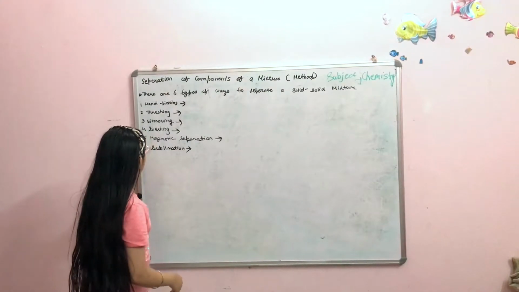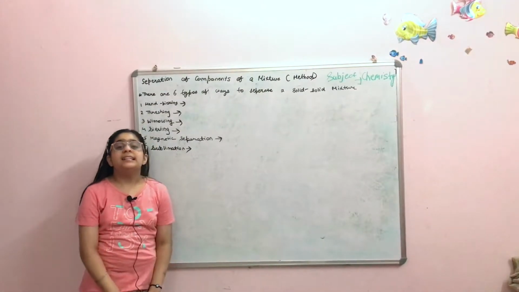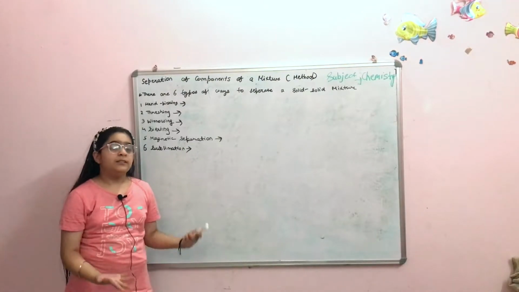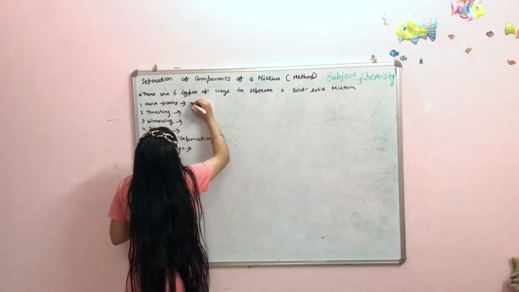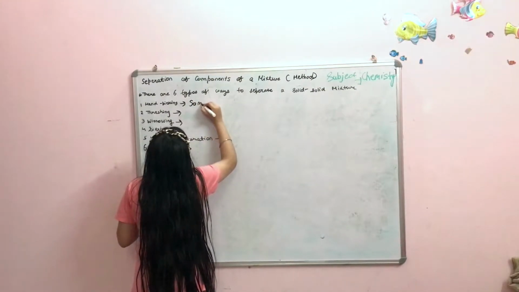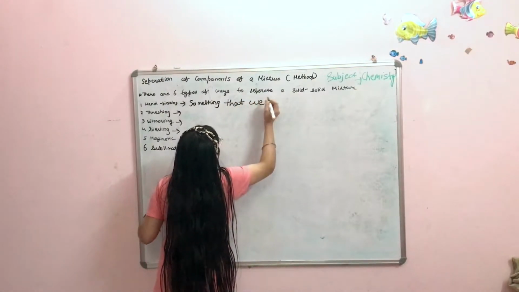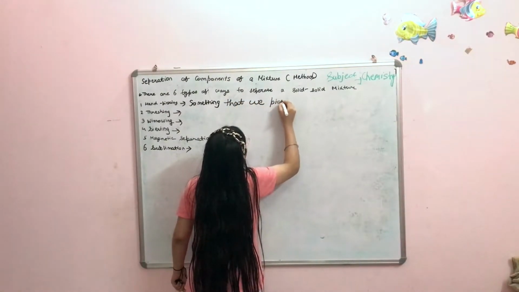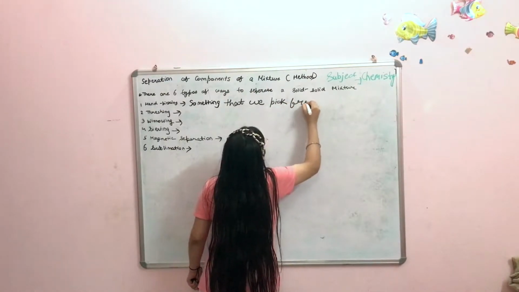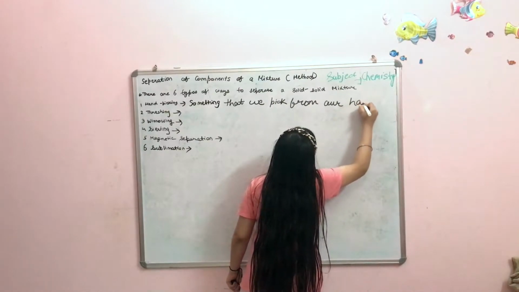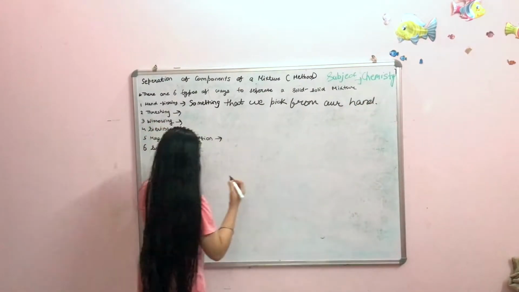Number 1, hand picking. As the name says, picking from the hand is known as hand picking. So the definition would be something that we pick from our hand is known as hand picking.